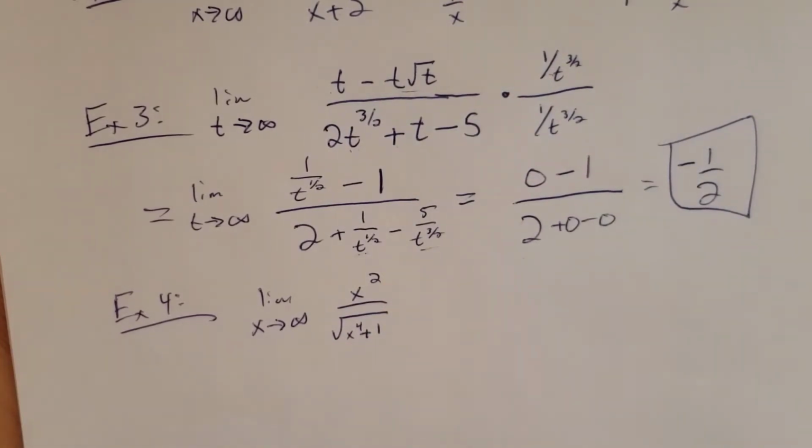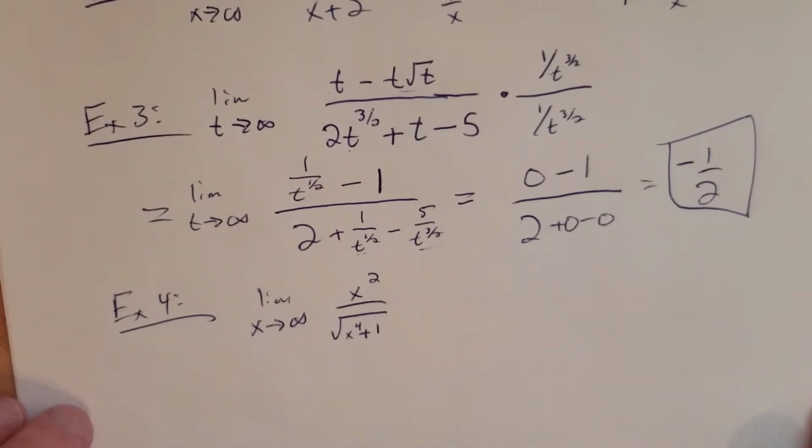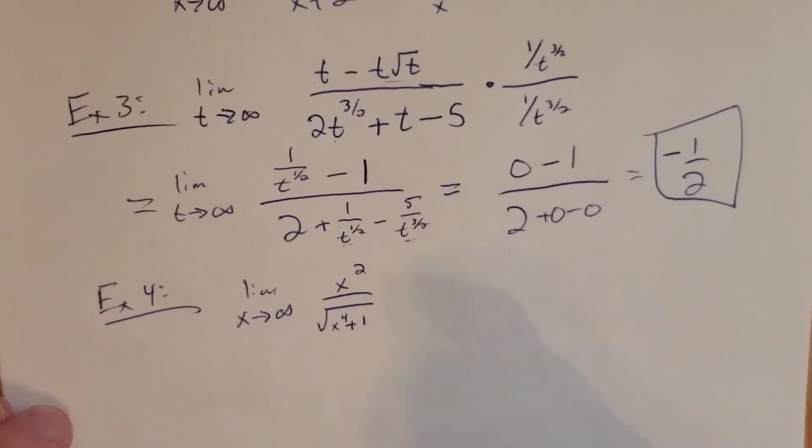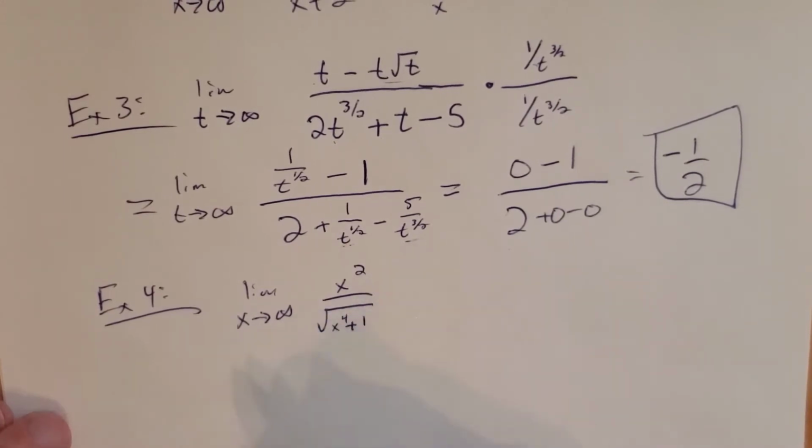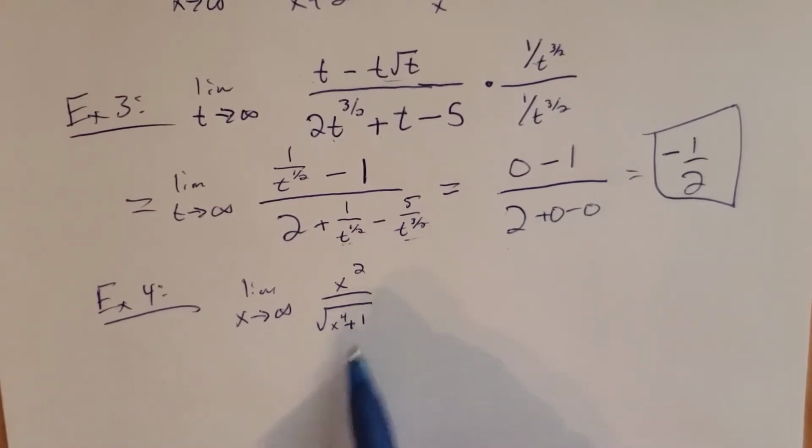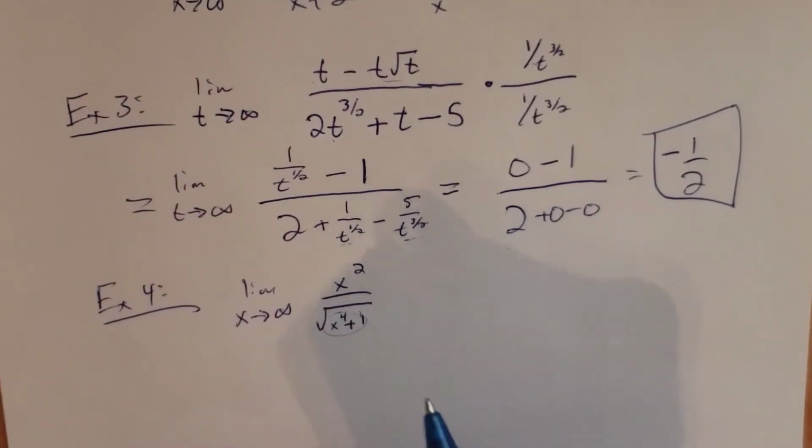Now, we essentially are going to multiply by 1 over the highest power in the denominator, but we have an x to the fourth plus 1 and then the square root of that. We can't actually take the square root of each of these things separately because we know that that's not how these exponents work. They cannot distribute across addition here.